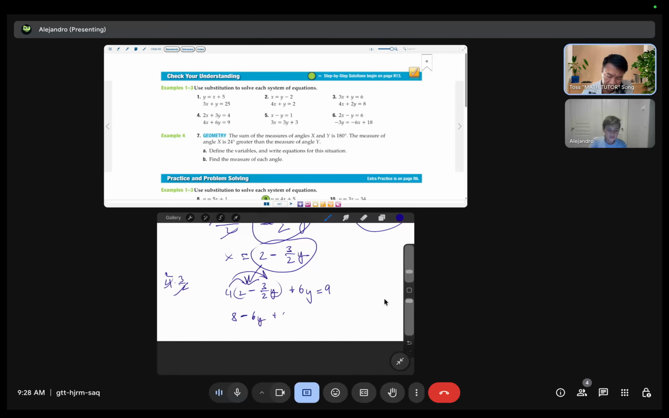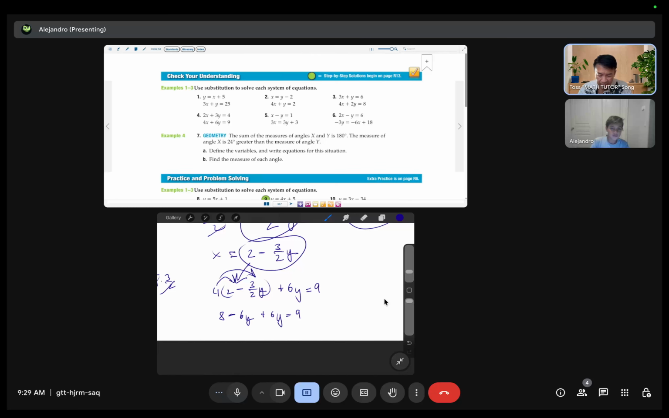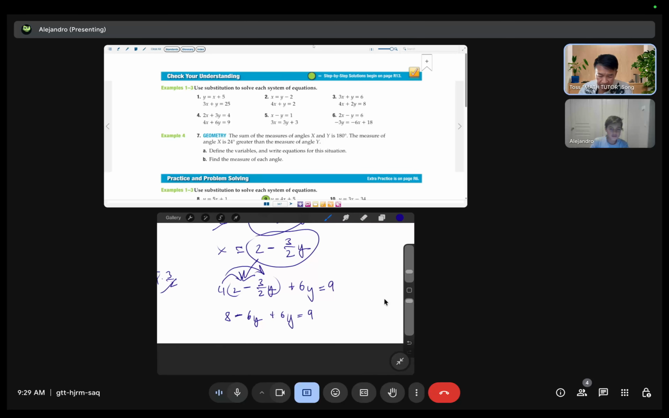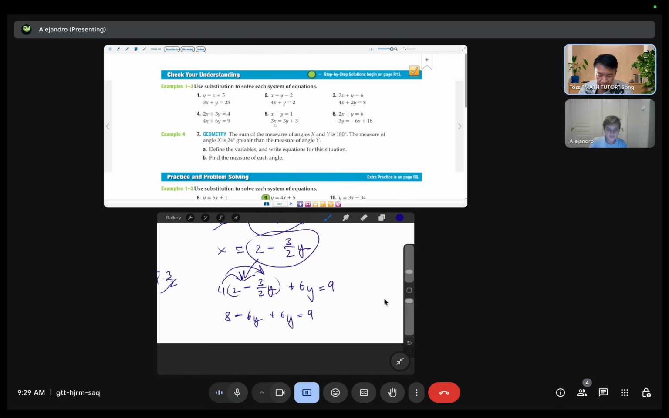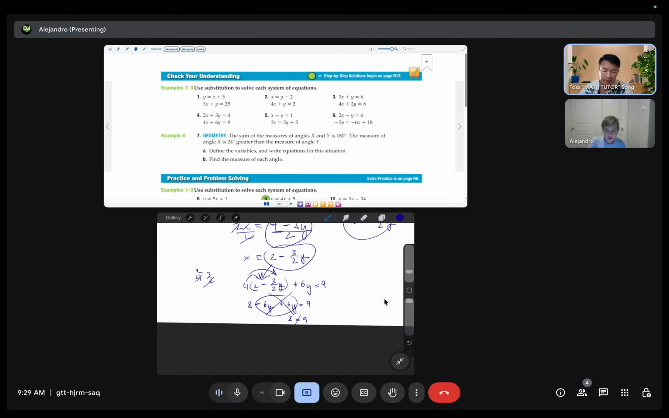Or you continue, plus 6y equals 9. Something's happening here. I'll double check it in a second. Did I make any error? Let me double check. Yeah, it looks good to me. All right, if I continue, this is what's happening. This canceled out, dude. You see that? Negative 6y plus 6y, they canceled out. So you're left with 8 equals 9. What's wrong with this? Has your teacher mentioned something about this?